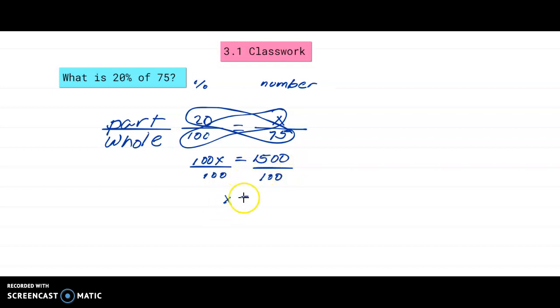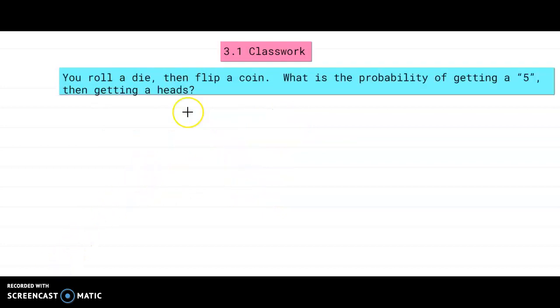And then x equals 1500 divided by 100, which is equal to 15. So in this proportion, we see that x is equal to 15. So what is 20% of 75? It is 15. Okay, in problem number 2, it says, you roll a die, then flip a coin.